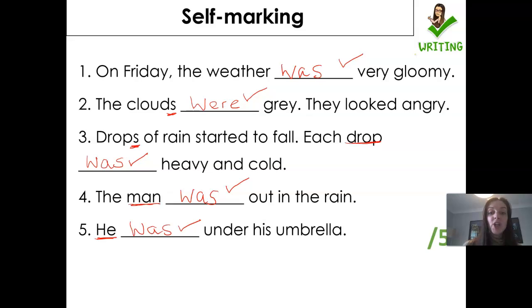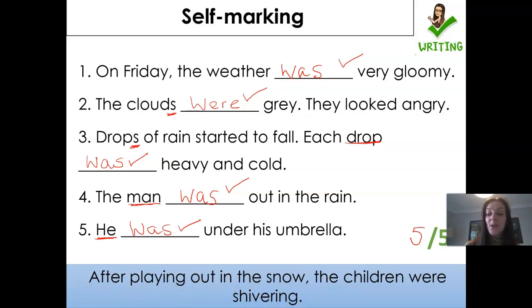Finally, I'm going to go through and check I've either ticked or fixed my answers, and then I'm going to track through and give myself a mark out of 5. Okay, can you pause the video and make sure you've checked and corrected your work before we move on? Right, let's go. So the next task then, I've given you an example here actually. Here is my sentence using the word shivering, just so you can look at your extension sentences. So I put, after playing out in the snow, the children were shivering, and you can see that I was careful there to use the correct verb choice. Okay, let's move on.